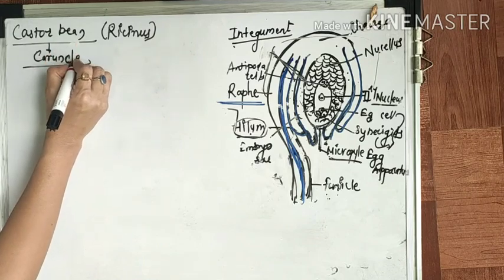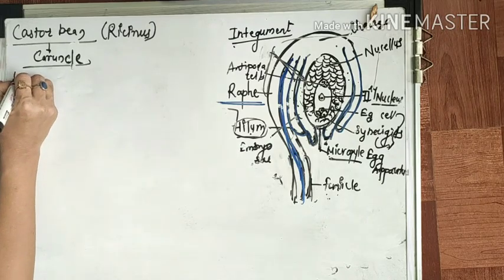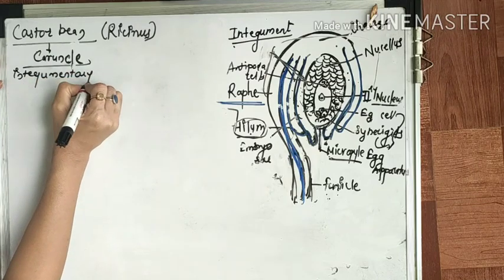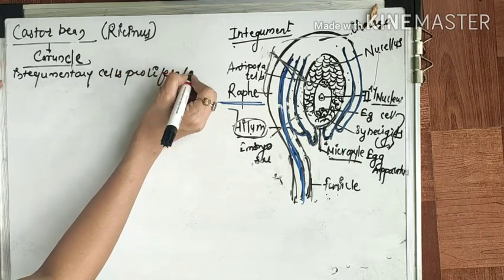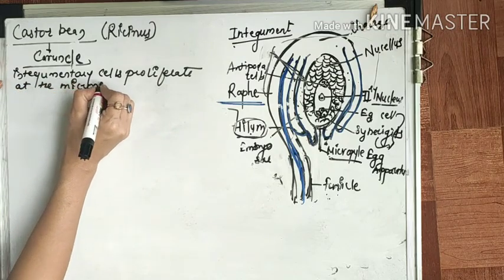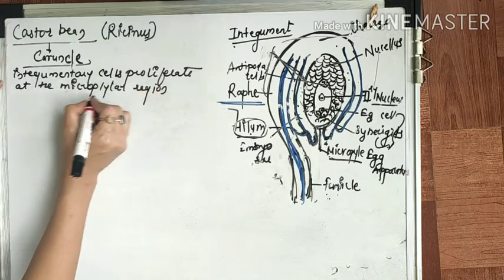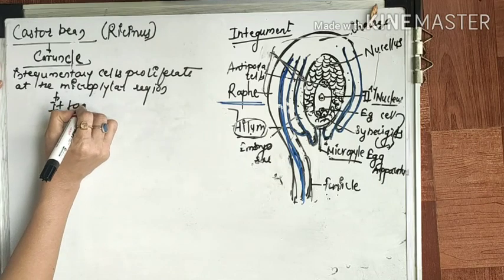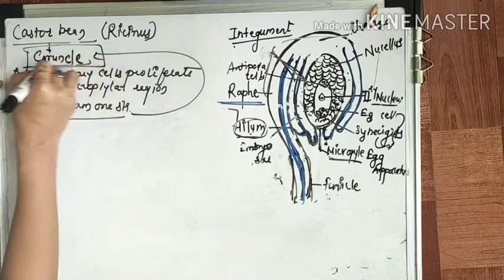Understood? That is called a caruncle. So what do you mean by caruncle? Here I am writing: the integumentary cells proliferate at the micropylar region, and because of that it forms one structure, and that structure is nothing but the caruncle.